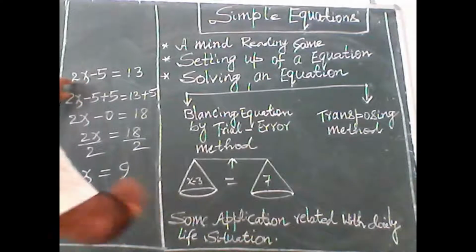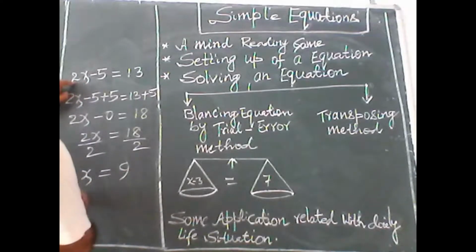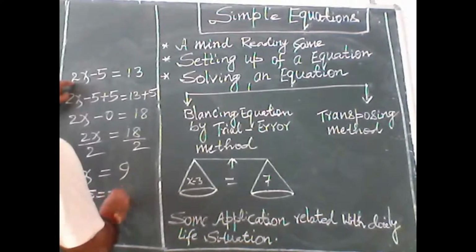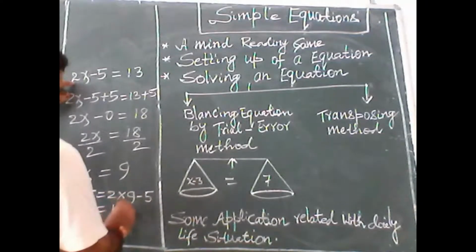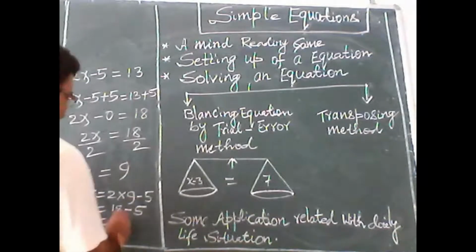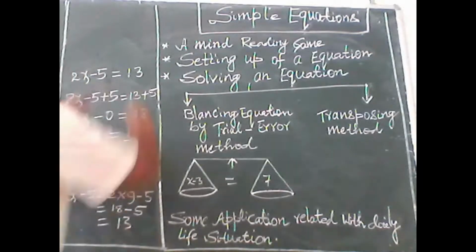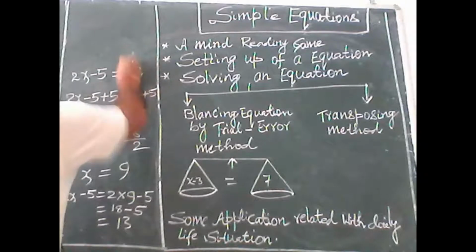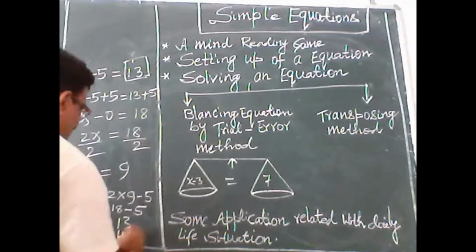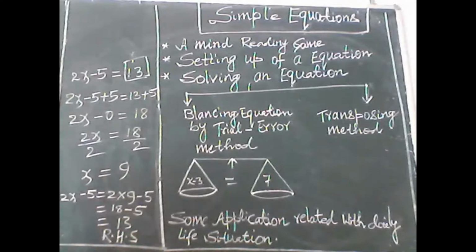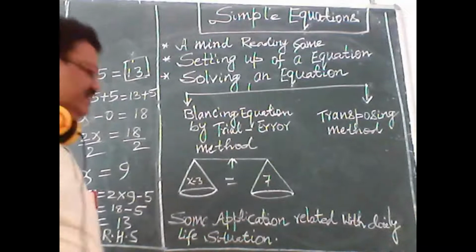If x is 9, then 2x minus 5 is 2 into 9 minus 5. 9 twos are 18, minus 5 is equal to 13. You get the same result. This is the right hand side. So students, very easily and simply we can find the result.